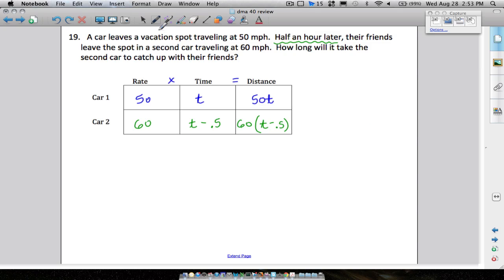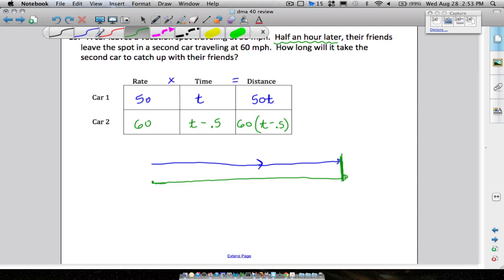Now the idea is, if car number 1 leaves, I'm just going to try to get you to visualize this. Car number 1 leaves, it's already gone a certain distance before car 2 even takes off. So when car 2 takes off, car number 1 is still moving along, but eventually, since car 2 is going faster, it's going to catch up. And when car 2 catches up with car 1, they have actually traveled the same distance.